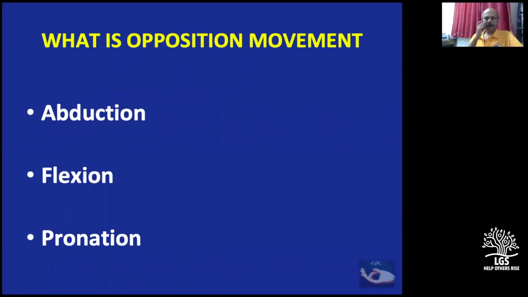Now, before that, I just wanted to explain about what is this movement of opposition. Now, we always say thumb is very specific. It's got a movement of opposition. What is opposition actually? Opposition is actually a sum of three movements. One is abduction, that is palmar abduction. Second is flexion, and third is pronation.